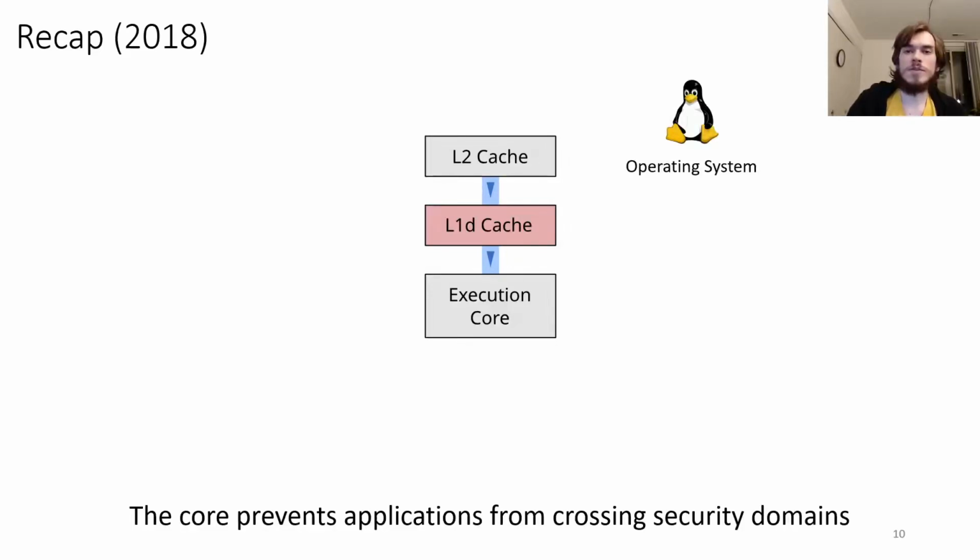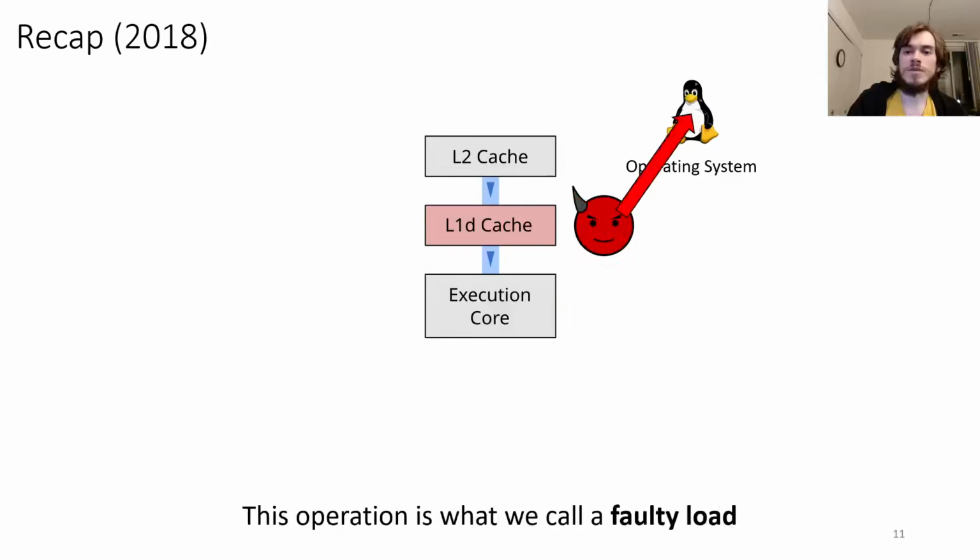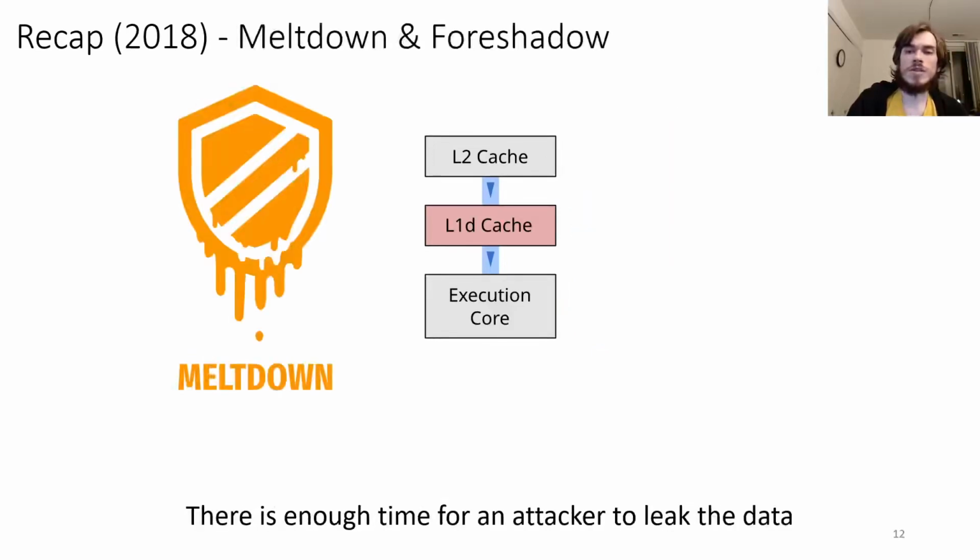So if we have our operating system here and we have a malicious application and it tries to read something from the operating system, what will happen is that the execution core will abort that operation and induce a fault. And because of this, we also call this operation a faulty load. What Meltdown shows is that there's actually enough time for an attacker to leak that data.